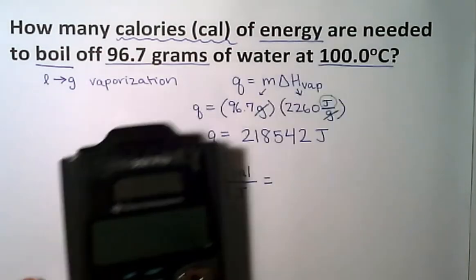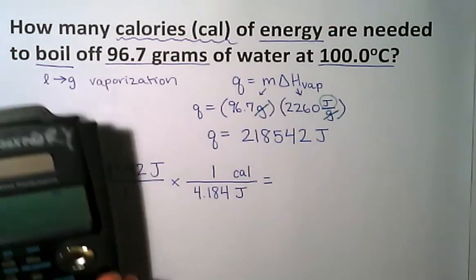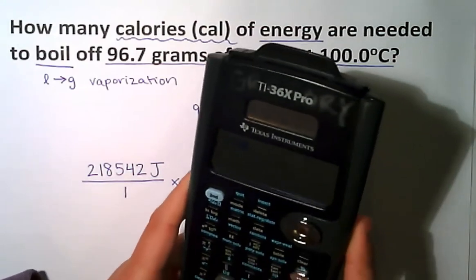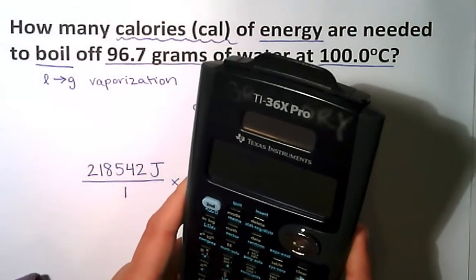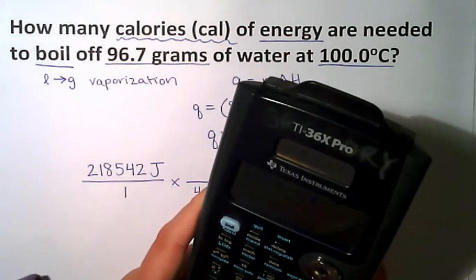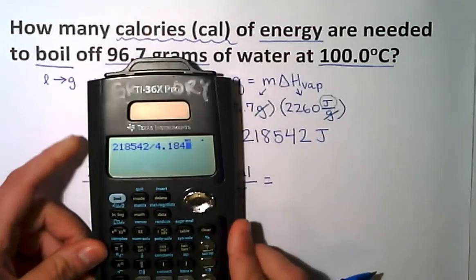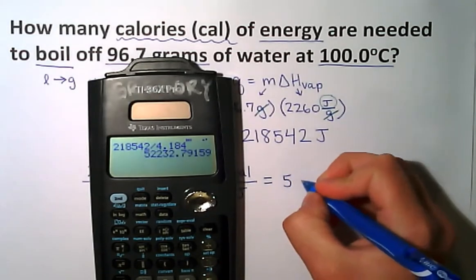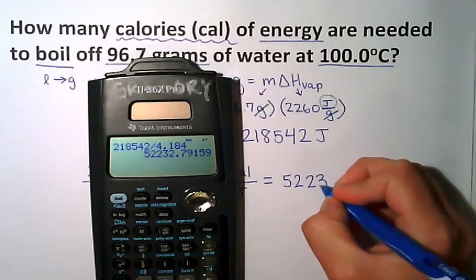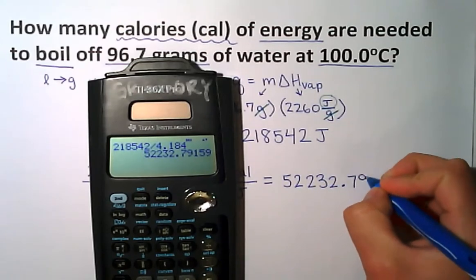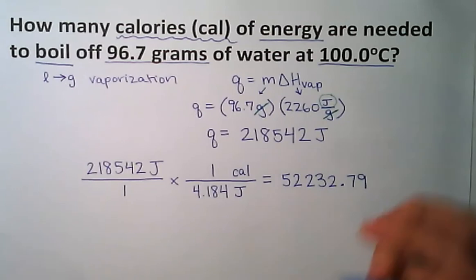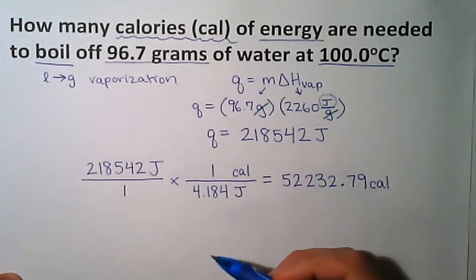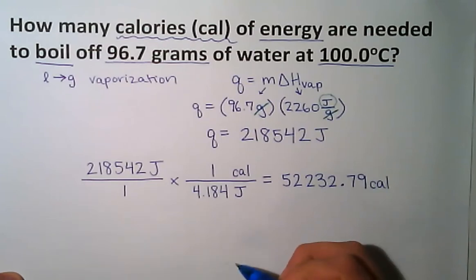Let's try and get the calculator where you can actually see this. So we have 218,542 divided by 4.184. So I have that, and my answer is 52232.79. And of course, my new answer is in calories. And last but not least, I just need to round to appropriate significant figures.